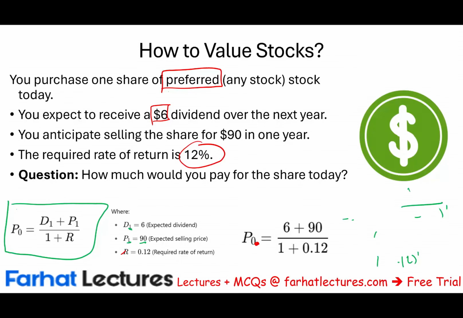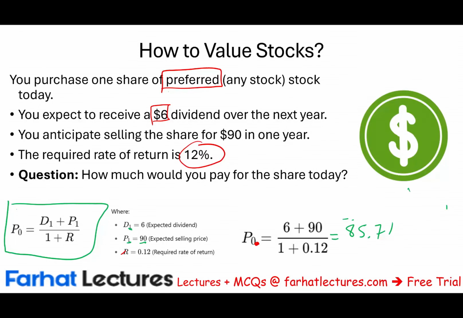Let's go ahead and divide $96 divided by 1.12, and that's going to give us, you'll pay for this stock $85.71. So this is the stock price. In other words, if you pay $85.71 for the stock, a year from now you would have earned 12%.